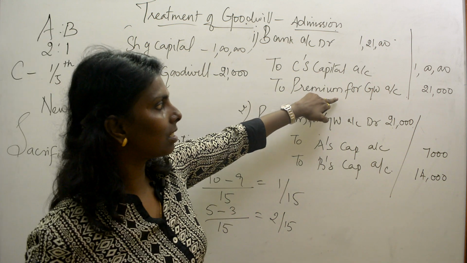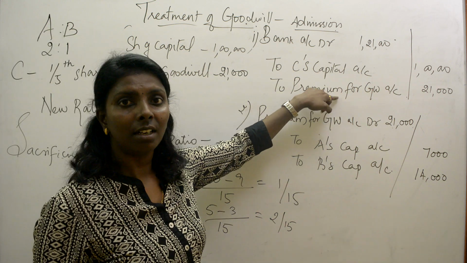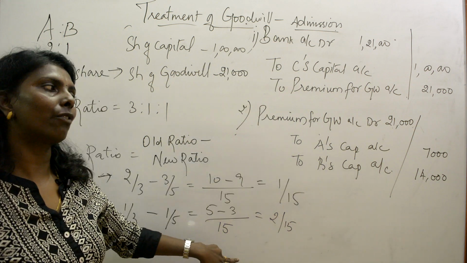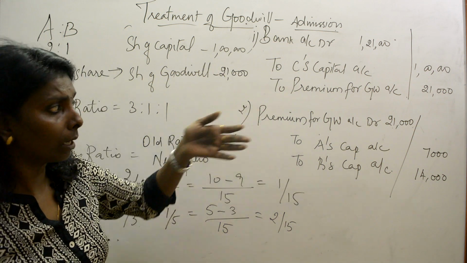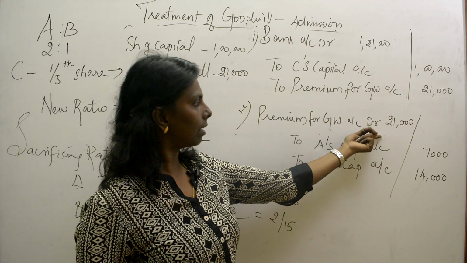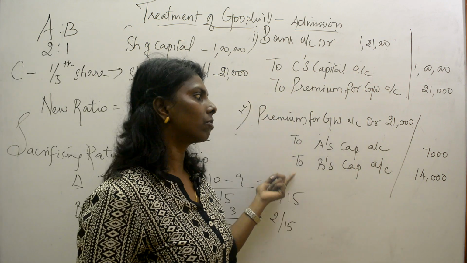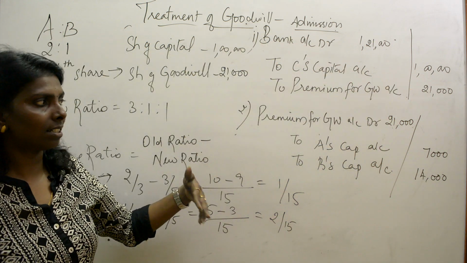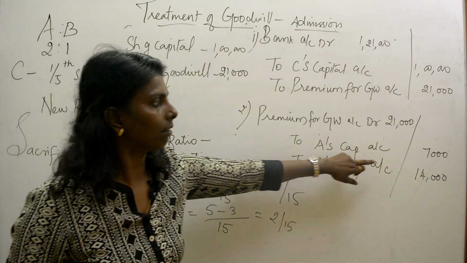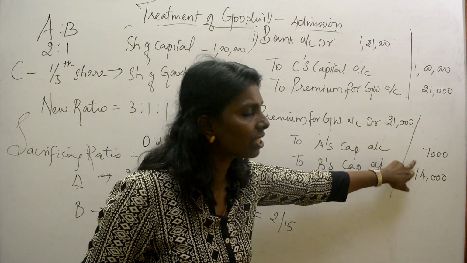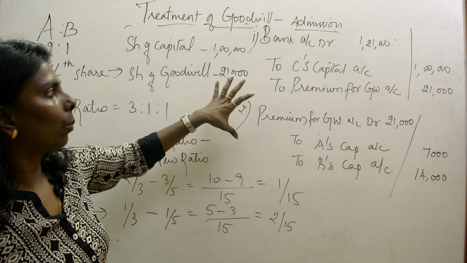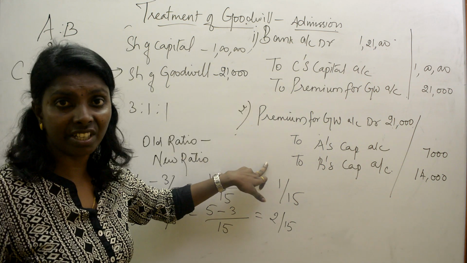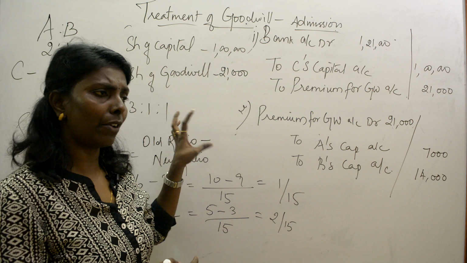Now I am going to divide the portion of goodwill which the new partner brought in among the old partners in the sacrificing ratio. The entry for that will be premium for goodwill account debit to A's capital account and B's capital account. The 21,000 which C brought in, I've divided among A and B in the 1:2 ratio, which is 7,000 and 14,000. So whenever you take admission, treatment of goodwill and capital, these are the two entries which are generally passed. This is a very simple case.